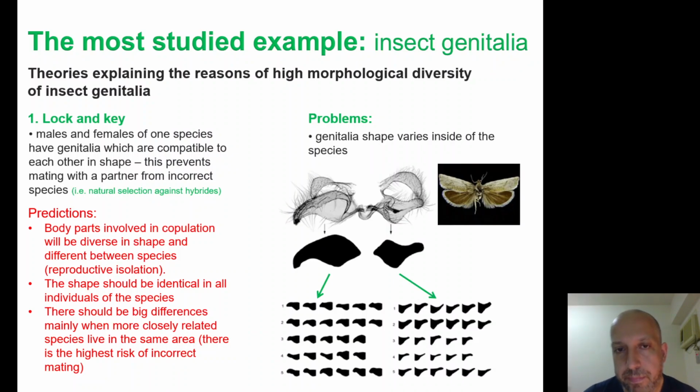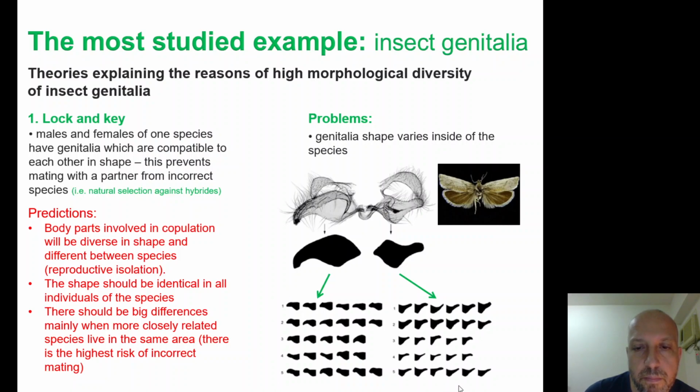We have more problems, but the first problem is that the genitalia shapes vary inside of the species. Here I gave you the example of some moss. I will not explain which part of the genitalia this is, but if you dissect its abdomen, you can make a microscopic slide, and it looks like this. And you have this shape here and this shape here, right?